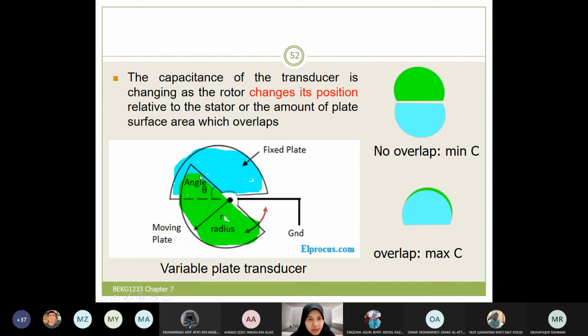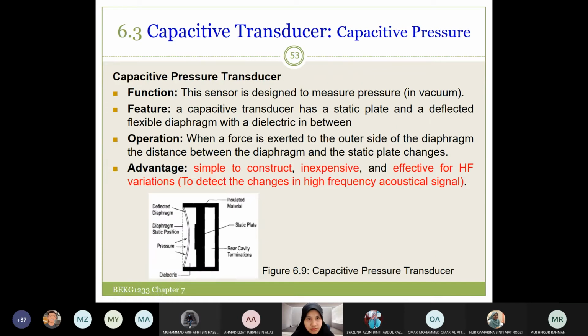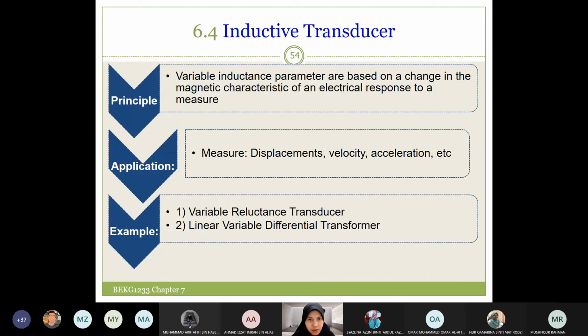If it moves until it overlaps with the fixed plate like this, imagine that this blue and green plate overlap, it will get maximum capacitance. And if the green plate does not overlap with the blue plate, the minimum capacitance will be achieved. This is another example of capacitive transducer.